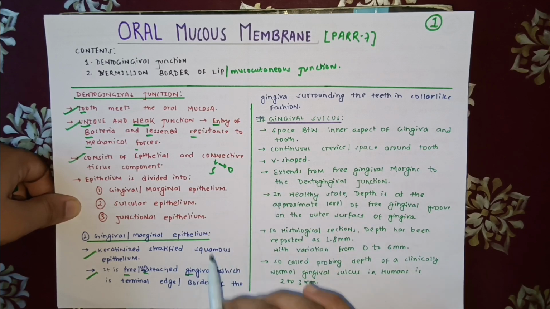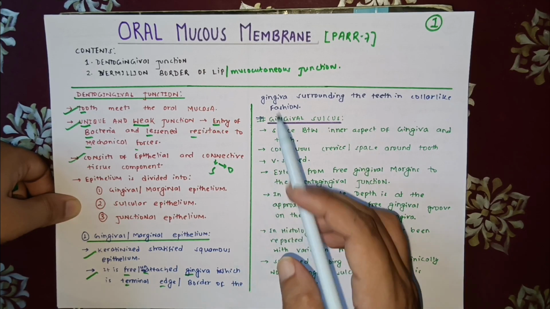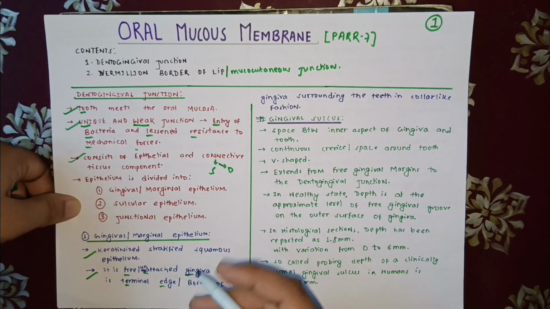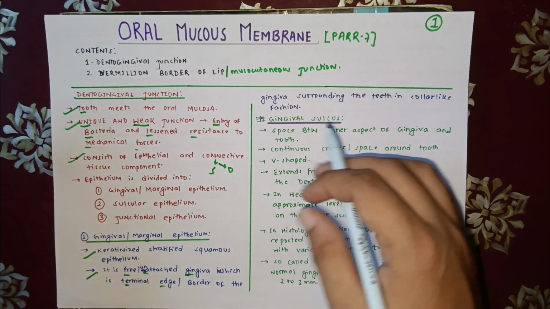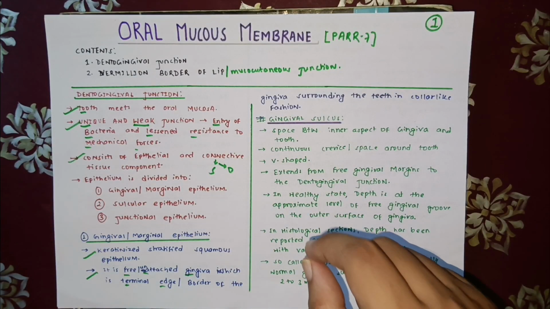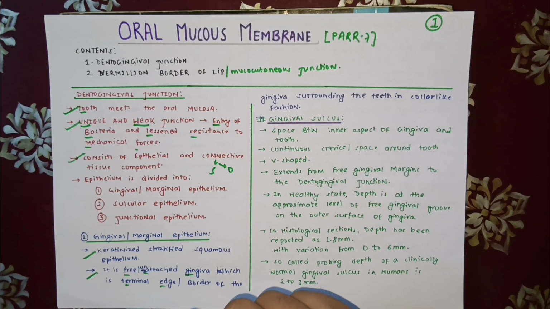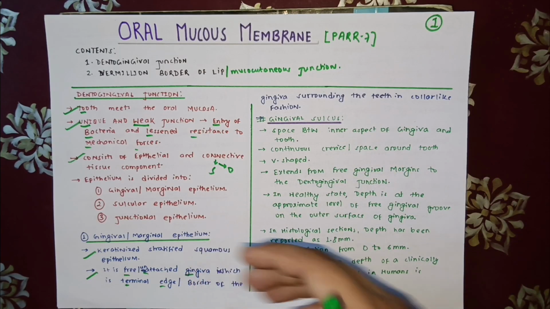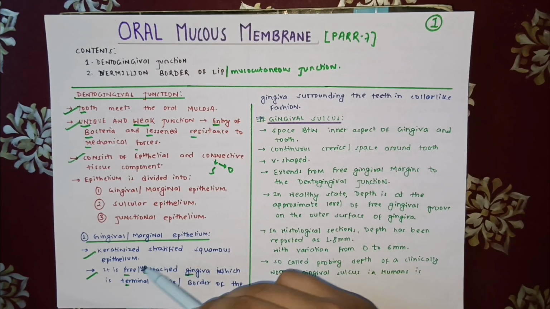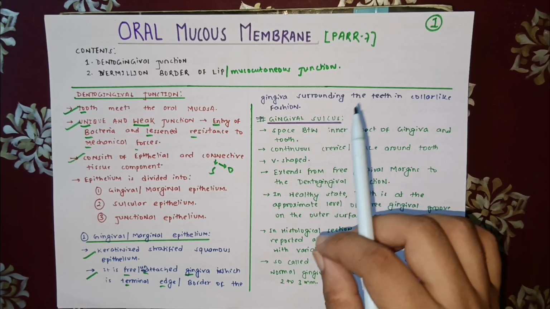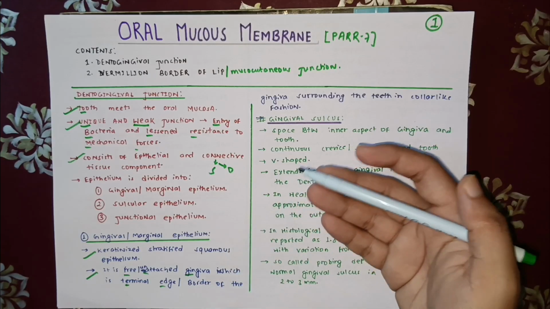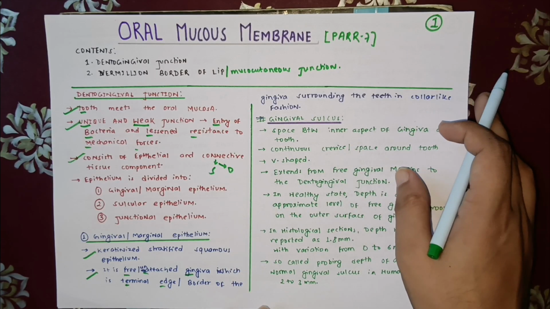So you should be clear on that concept. It is the free or unattached gingiva, which is the terminal edge or the border of the gingiva surrounding the tooth. That is the gingival or the marginal epithelium, and we will be looking at the picture of this so you will be more clear. Simply take it that the free gingiva that we have discussed previously is the gingival or the marginal epithelium.